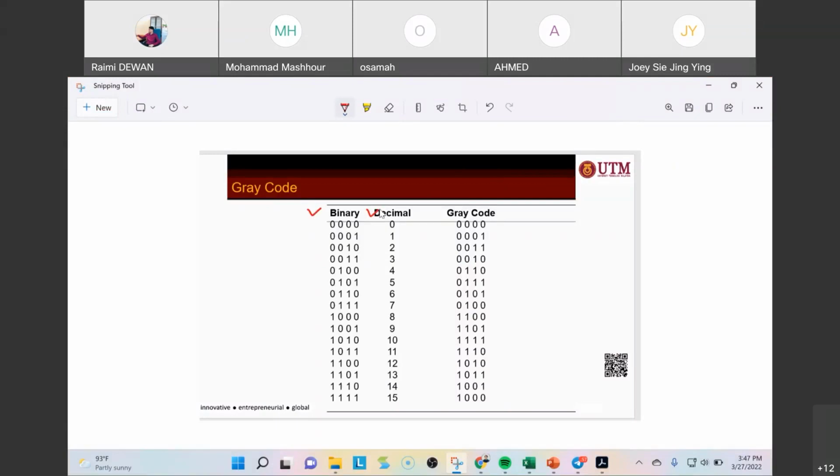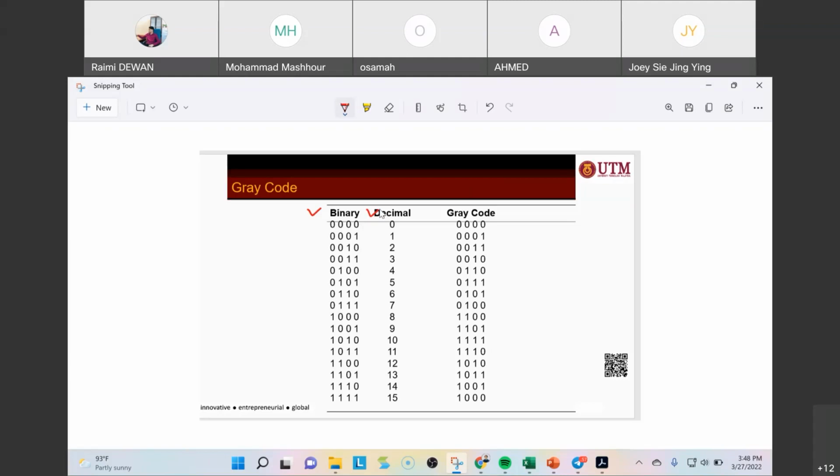However, let me read the definition from the module for those who don't have it. The gray code is a non-weighted code where two successive values differ in only one bit. It was originally designed for position encoders to reduce uncertainty. If the sensor were at the edge of a change of boundary, binary code would introduce variable position uncertainty because more than one bit can change at a time, but gray code reduces the uncertainty to only one bit position. Today, it is commonly used for error correction in telecommunication and Karnaugh map.